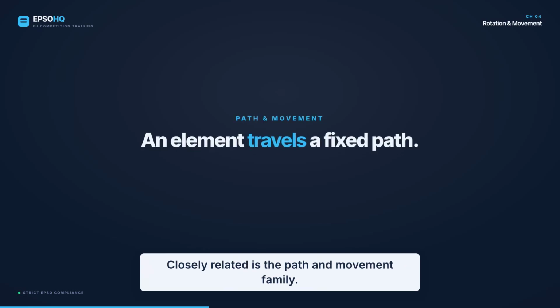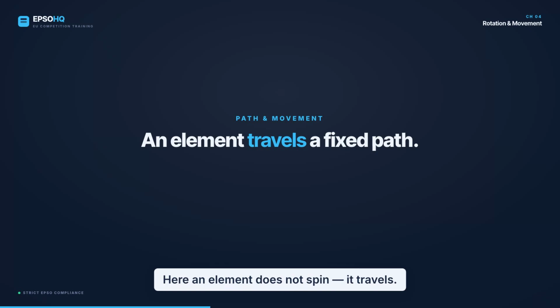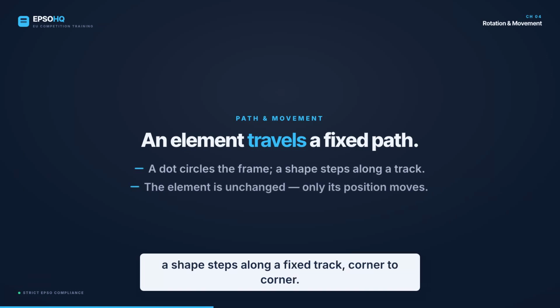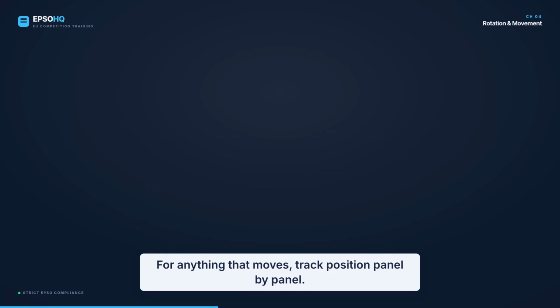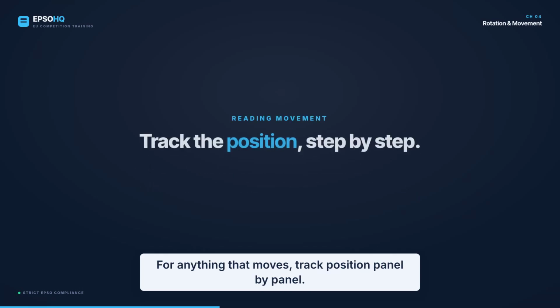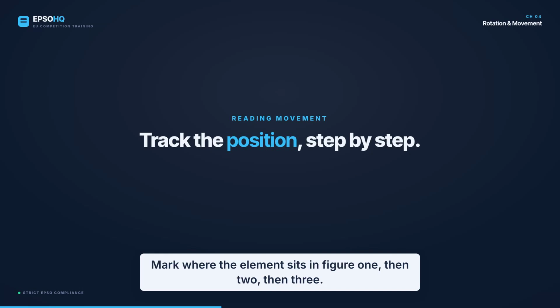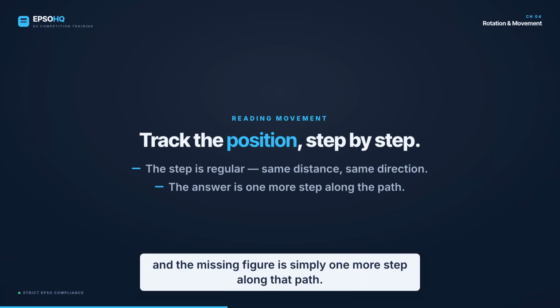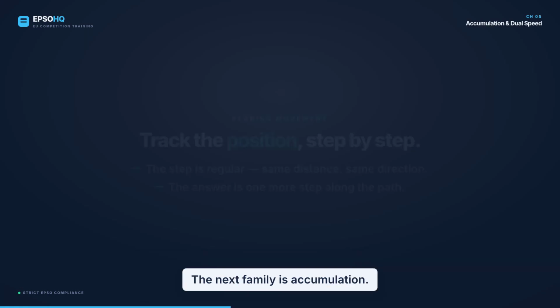Closely related is the path and movement family. Here, an element does not spin, it travels. A dot moves around the edge of the frame. A shape steps along a fixed track, corner to corner. The element stays the same, only its position changes. For anything that moves, track position panel by panel. Mark where the element sits in figure 1, then 2, then 3. The step it takes will be regular, the same distance, the same direction. And the missing figure is simply one more step along that path.